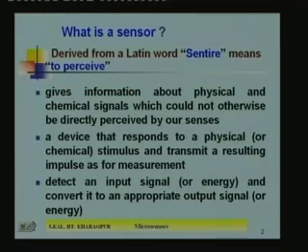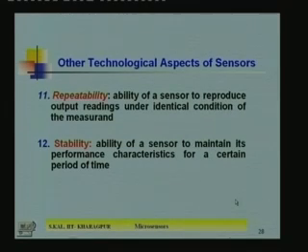First, let us see what sensor means. Sensor is a word coming from the Latin word sentire, which means to perceive. A lot of definitions are given for sensors. Basically it gives information about physical and chemical signals which could not otherwise be directly perceived by our senses. There are also other parameters which you have to take into account when you are selecting or designing a particular sensor.